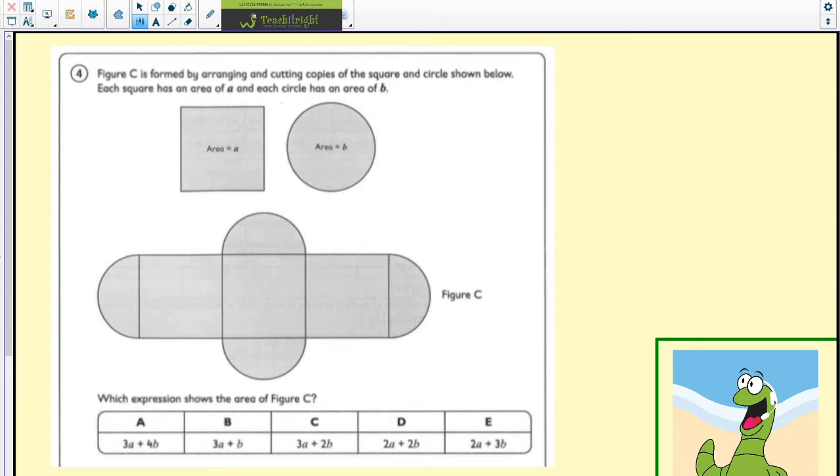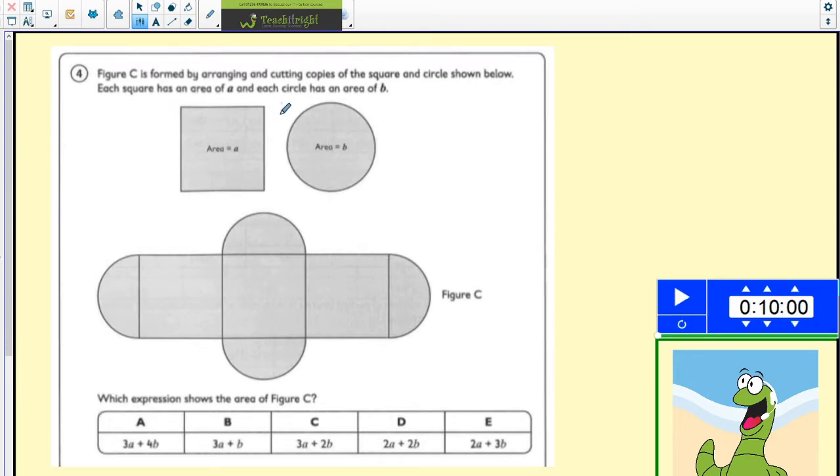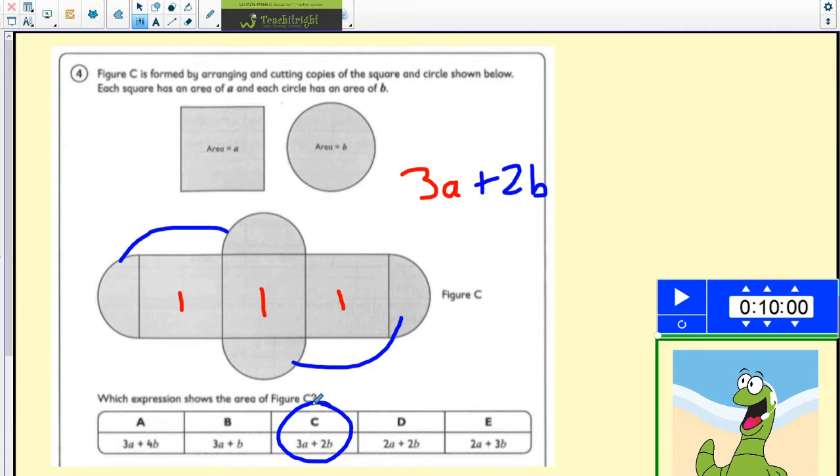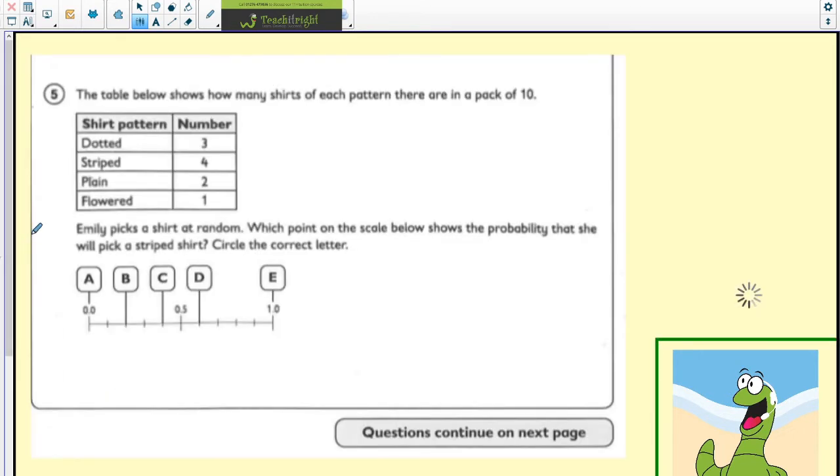Question 4. Figure C is formed by arranging and cutting copies of a square and a circle. Each square has an area of A, and each circle has an area of B. Which shows the area of the total? So we've got how many A's? We've got 1, 2, 3 A's. And how many B's? Well, if I do it in blue, we've got 1 and 2, because obviously these are halves. So we need to have 2B added onto it. So 3A plus 2B is my answer. Question C.